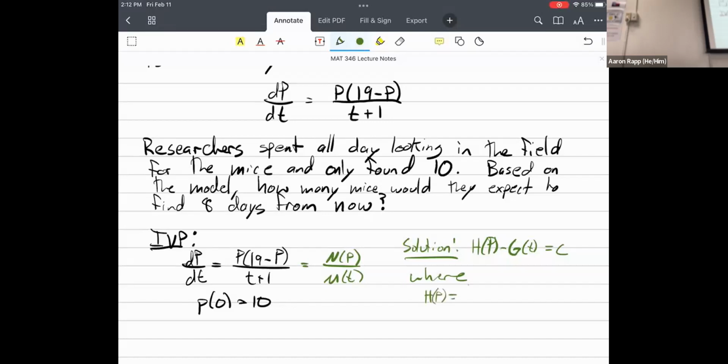Where h of P is just the antiderivative of that function of P with respect to P, and g of t is just the antiderivative of my function of t. Ooh, that's going to be confusing the way I wrote it. I'm going to erase that for now. That is how we get the solution. I want to be careful here.